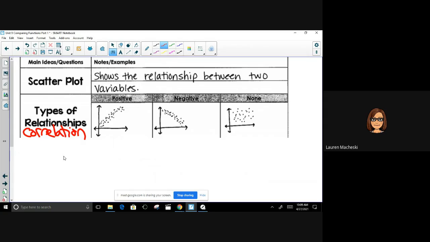Let's look at our lines of fit and our trend lines, kind of see what's going on there.